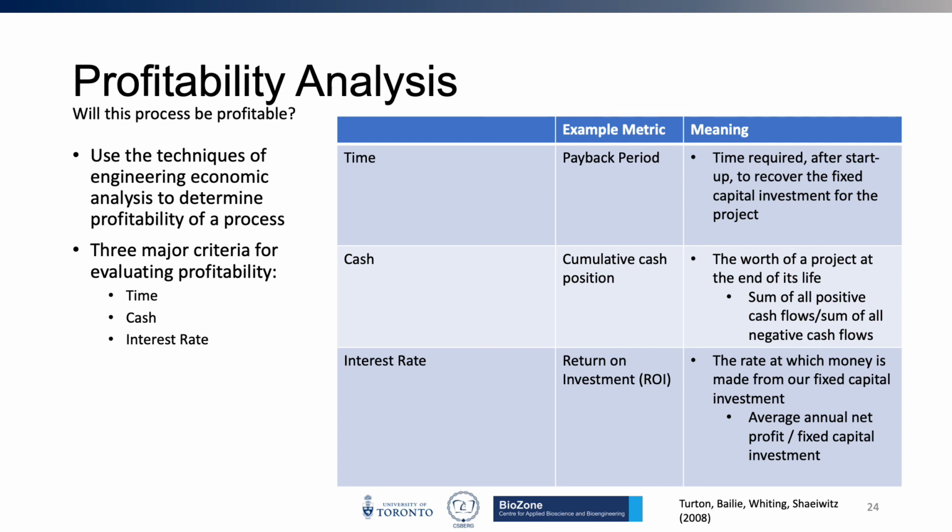An example metric for cash is the cumulative cash position, which is basically the worth of a project at the end of its life: the sum of all positive cash flows divided by the sum of all negative cash flows. For interest rate, an example metric is return on investment. That is the rate at which money is made from our fixed capital investment, and it is equal to the average annual net profit divided by the fixed capital investment. So it's basically the rate at which your upfront capital investment is making money.